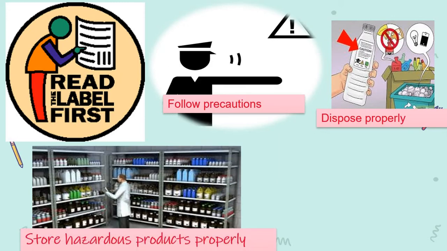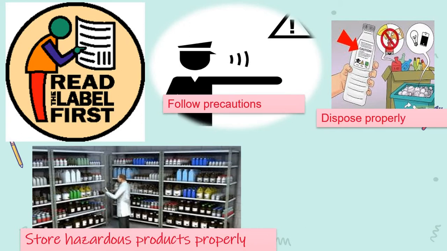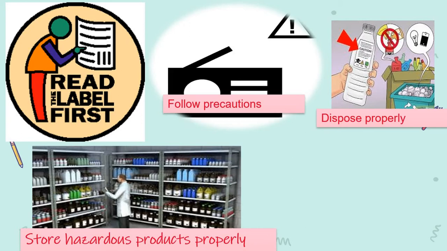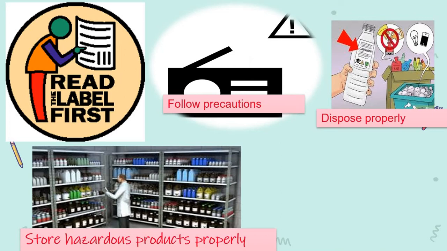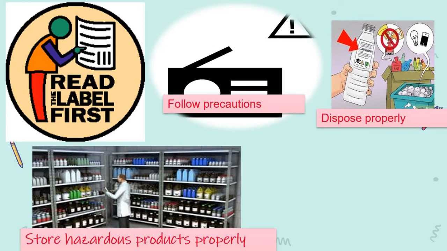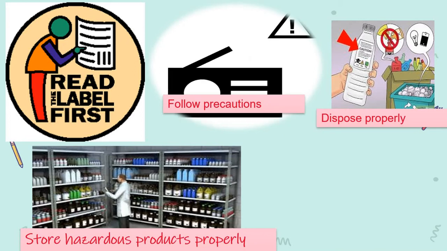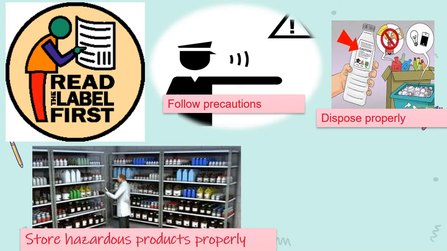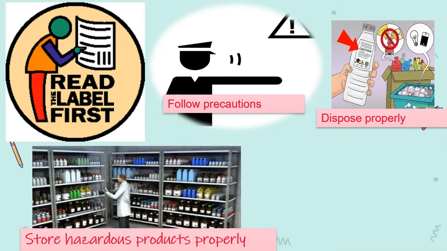Store hazardous products properly. Proper storing of hazardous products is very important. Storing the products in its original container and keeping the labels will make it easy for you to identify the products. Keep the hazardous materials away from the heat or fire if flammable, out of reach of children, and away from food if poisonous.